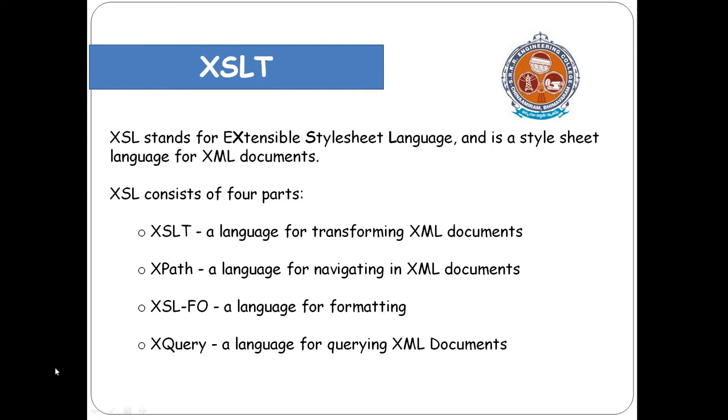Coming to XSLT, XSL stands for Extensible Style Sheet Language, and it is a style sheet language for XML documents. Mainly XSL consists of four parts. XSLT, the language for transforming XML documents. XPath, the language for navigating XML documents. XSL-FO, a language for formatting, and XQuery. If you want to query XML documents, XQuery will be used. Our main topic is XSLT, and what we are covering in our syllabus is XSLT only.